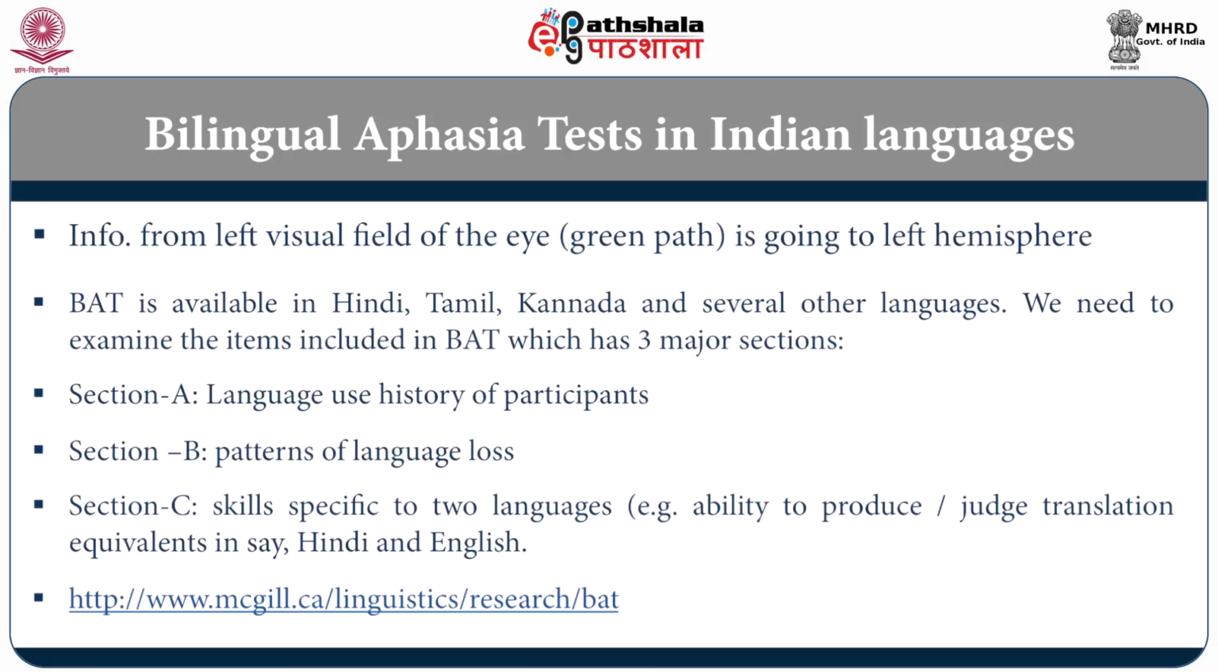The second section is about the nature of the loss. Is it at the phonological level, or are they having more difficulty reading, writing, understanding or speaking sentences? So you have to use certain online tests to test the patterns of language disturbance. The third section is very important. Again, in this context, you have to have items which allow the participant, whether a patient or a non-brain damaged participant, to judge translation equivalence.